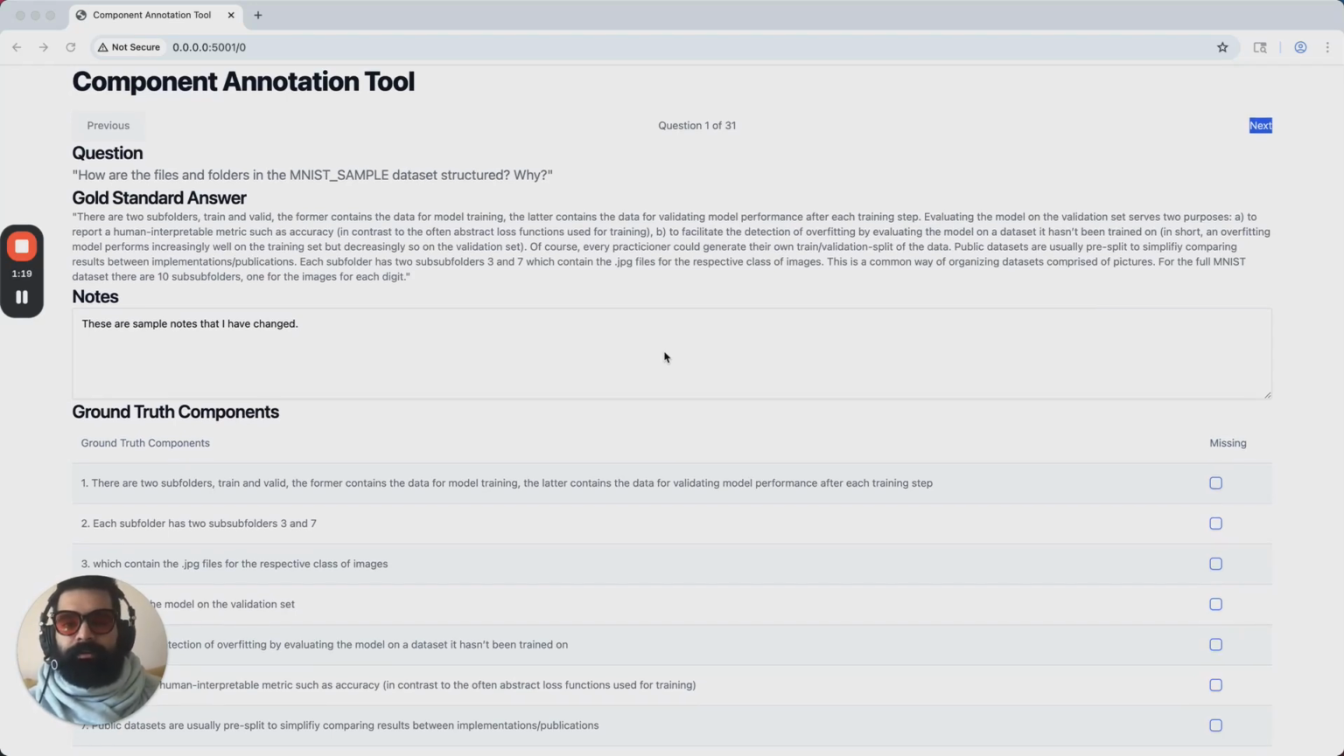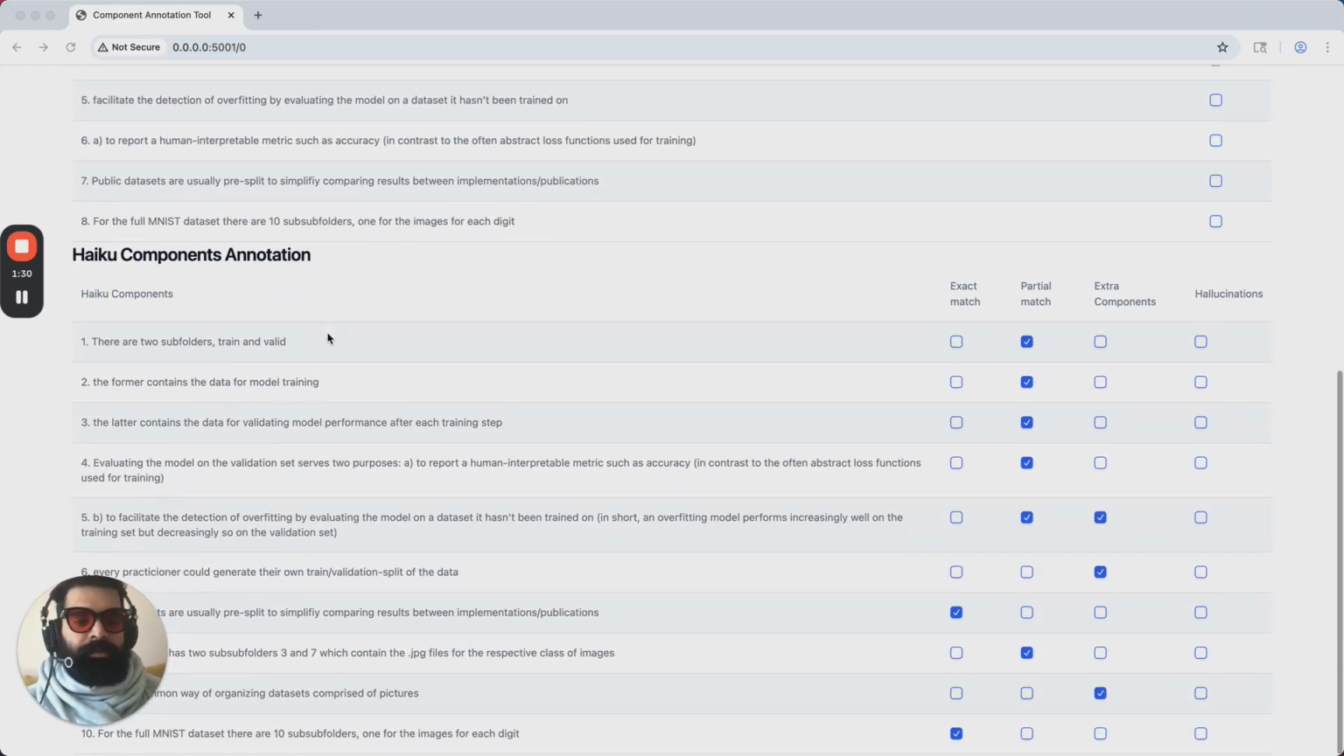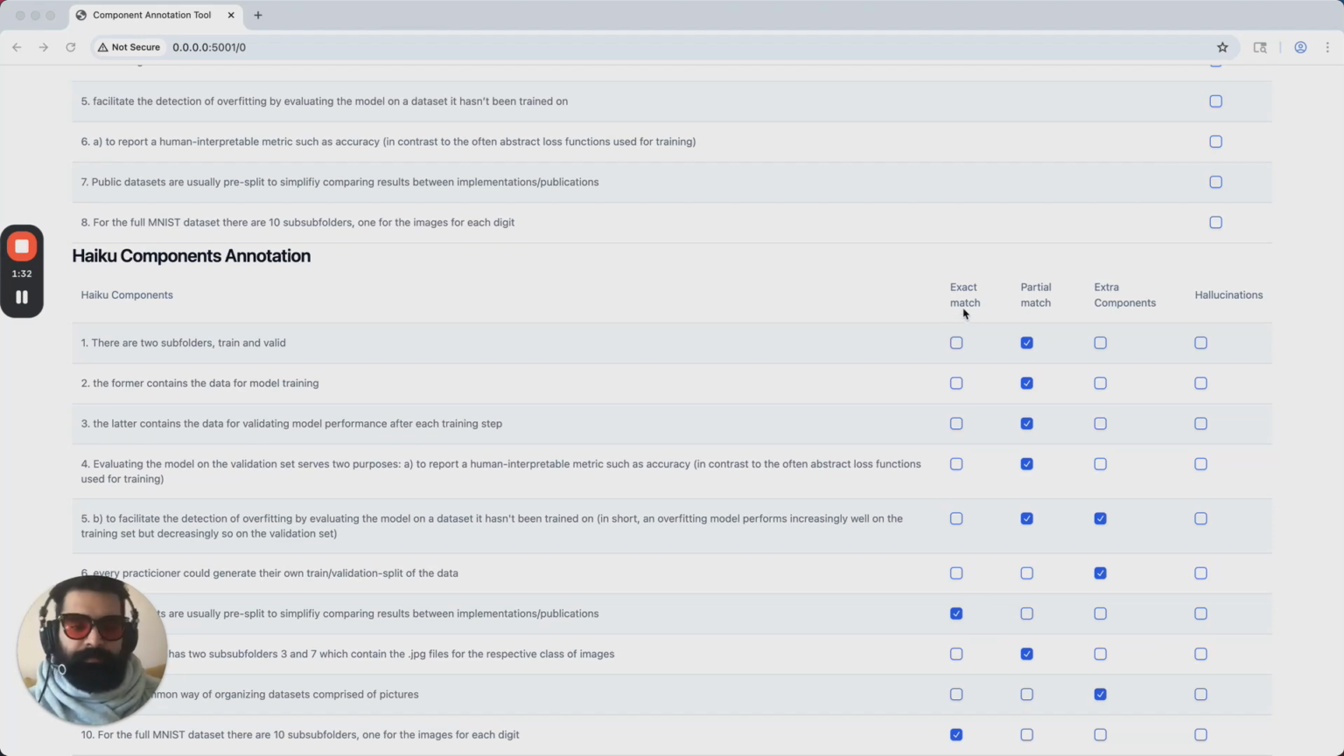So what I've done, building off of the last video, is I've added this notes text box, and I'm going to write notes here. And the first round of evaluation, I had just kind of intuitively come up with some metrics that I want to measure.